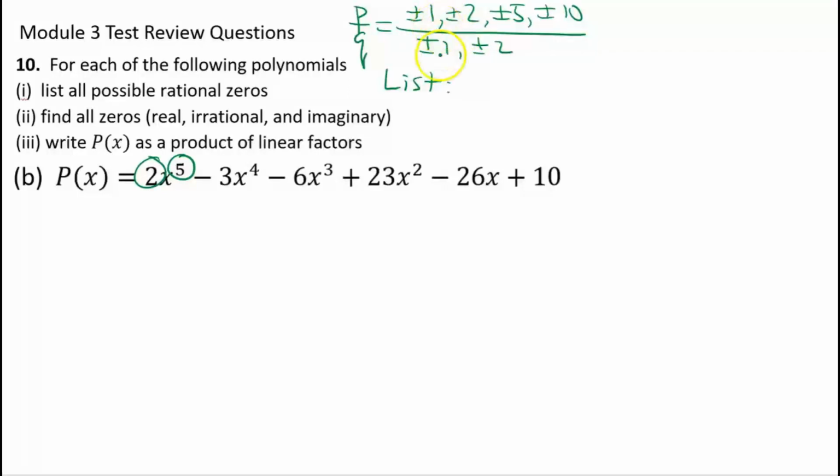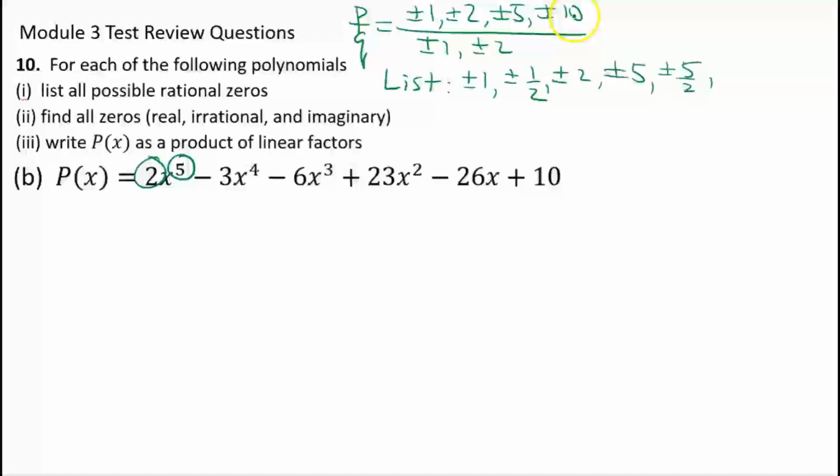So I have to put 1 over 1, which is plus or minus 1. I also have to put 1 over 2, which is plus or minus 1/2. So I'm finished with the 1 over. Now let's do 2 over. 2 over 1 is plus or minus 2. 2 over 2, y'all, is plus or minus 1. I already got that on the list, so I'm not going to write it again. Then I move over to 5. 5 over 1 is plus or minus 5. 5 over 2 is plus or minus 5/2.